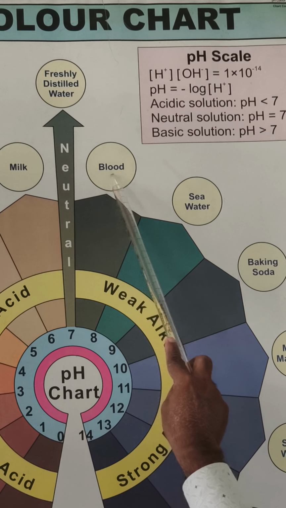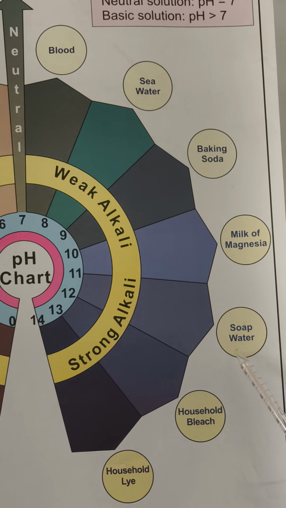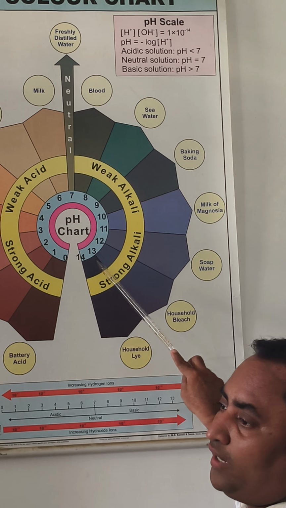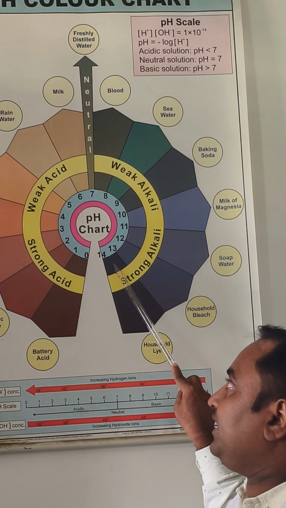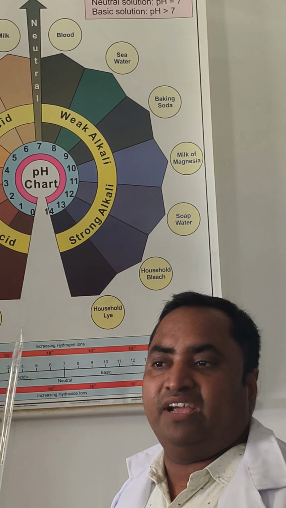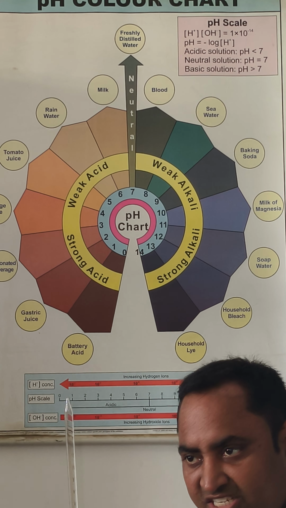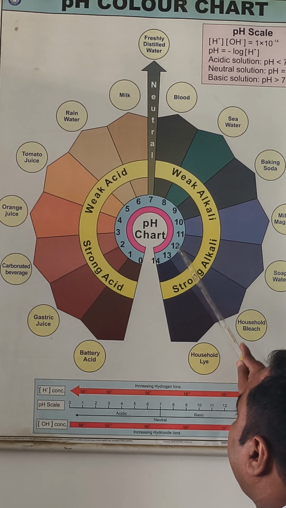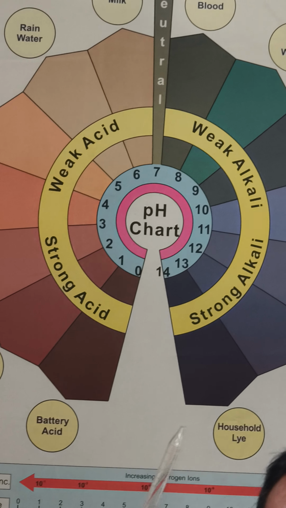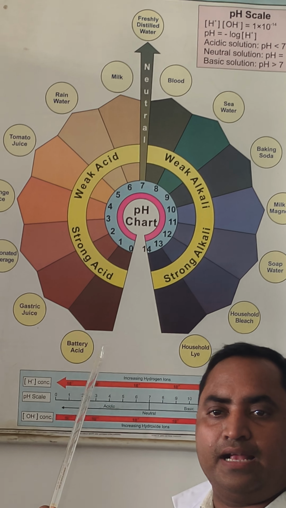So when you come here, we have blood, sea water, baking soda, milk of magnesia, soap water, household ammonia. So these are the things here. On the 13 to 14 scale of the pH scale, it shows strong base. For strong bases we have NaOH and KOH, also known as caustic soda and caustic potash. Then it comes with 9, 8, and 7 to 8. It shows weak base. For weak bases we have ammonium hydroxide and calcium hydroxide.